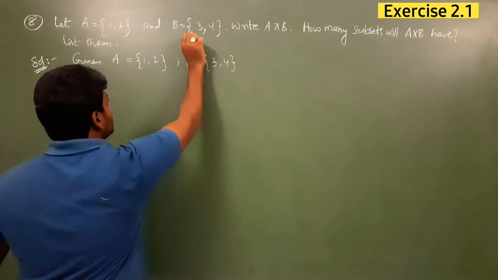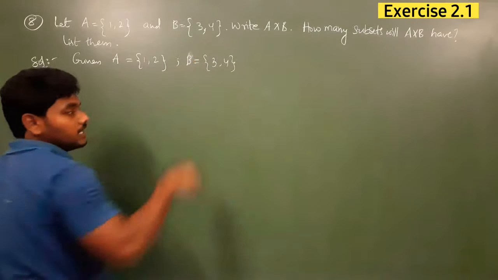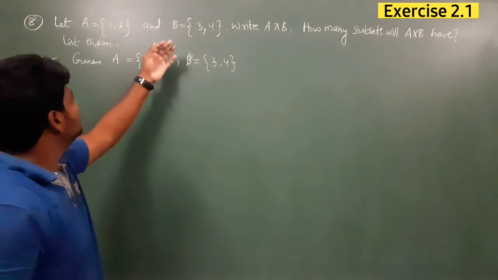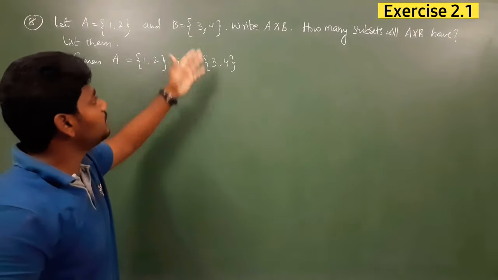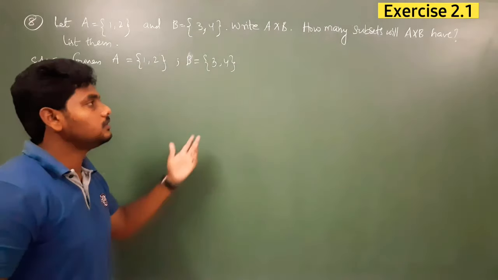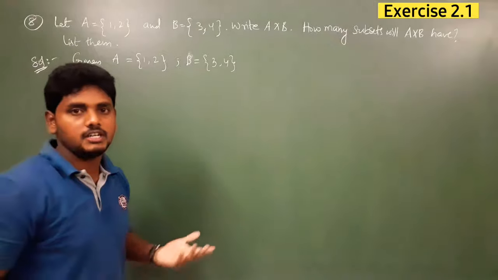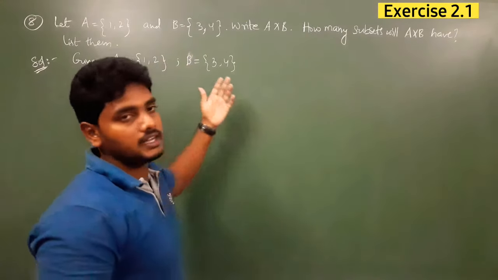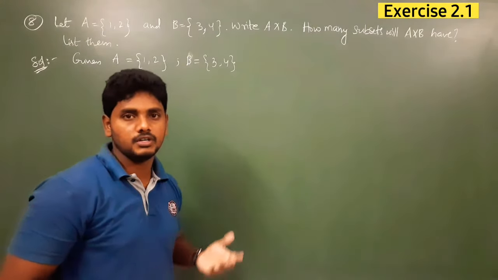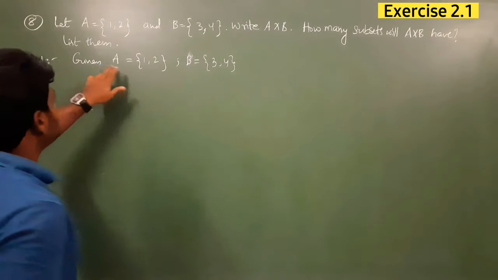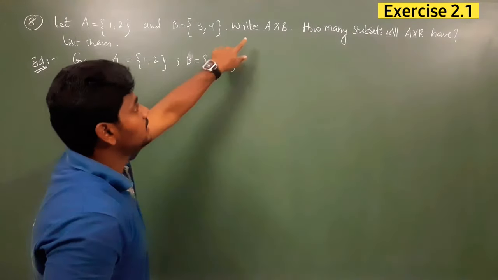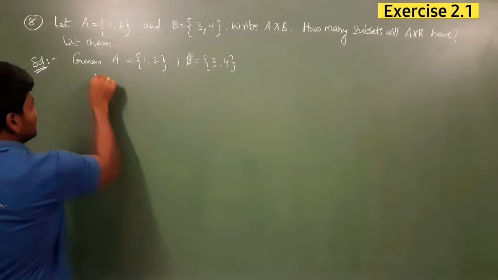While writing given data for maths, you need to be very careful. If you replace 3 with some element like 5, the whole question will be wrong. I am not telling this only for this question. For any question in maths, writing the given data from the question paper or from the textbook is very important. Given A is {1, 2}, B is {3, 4}. What is A cross B? Tell me guys.